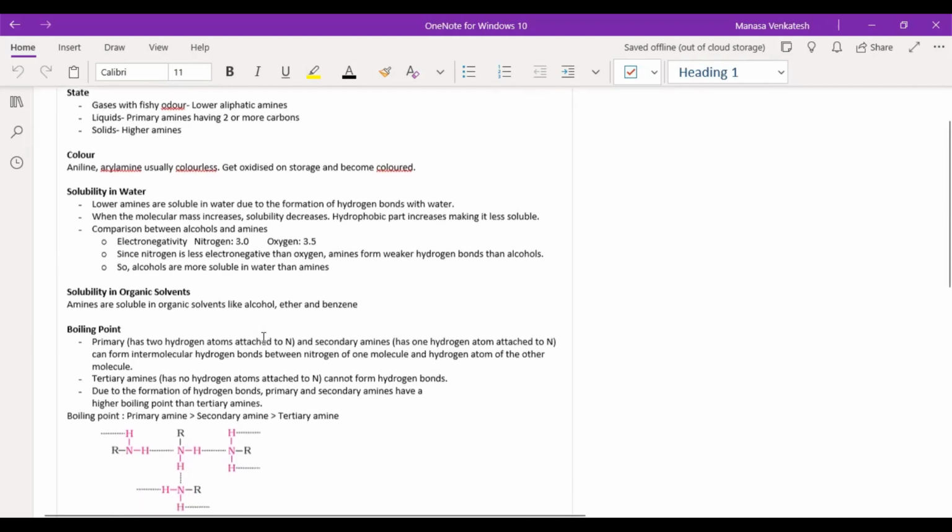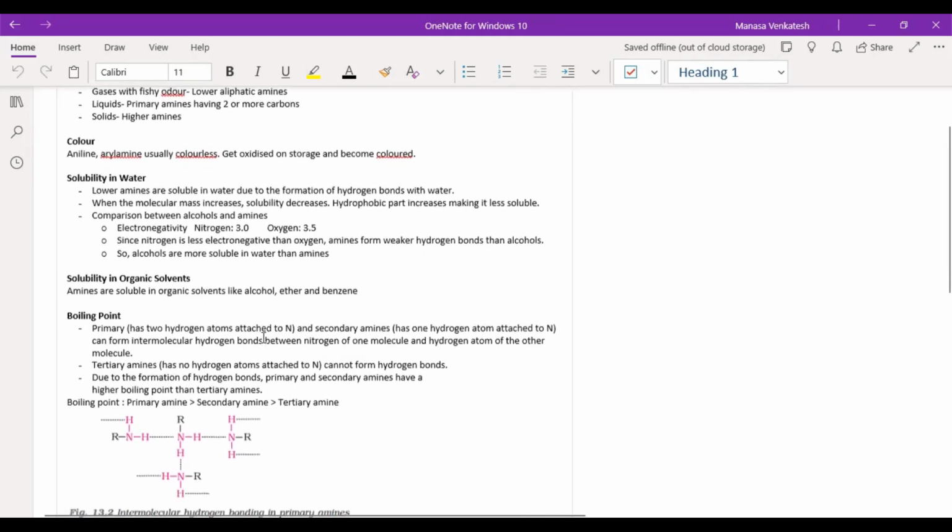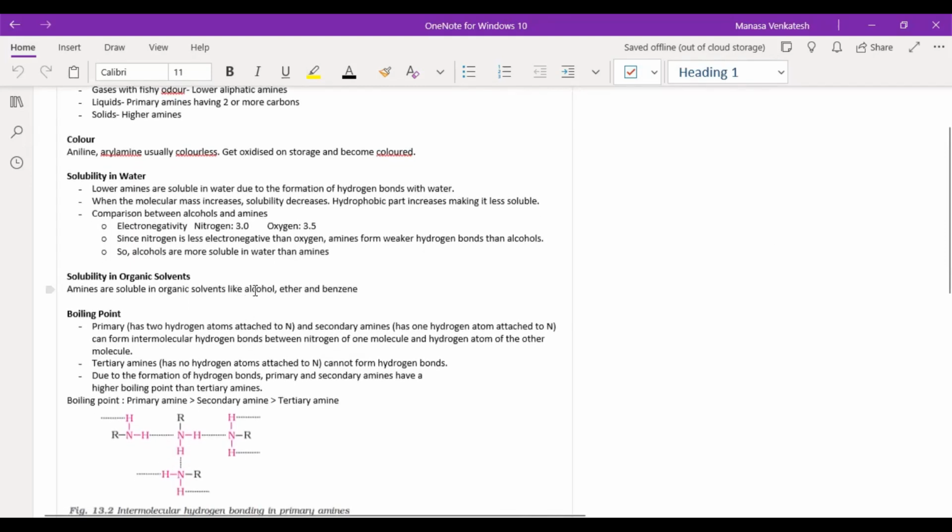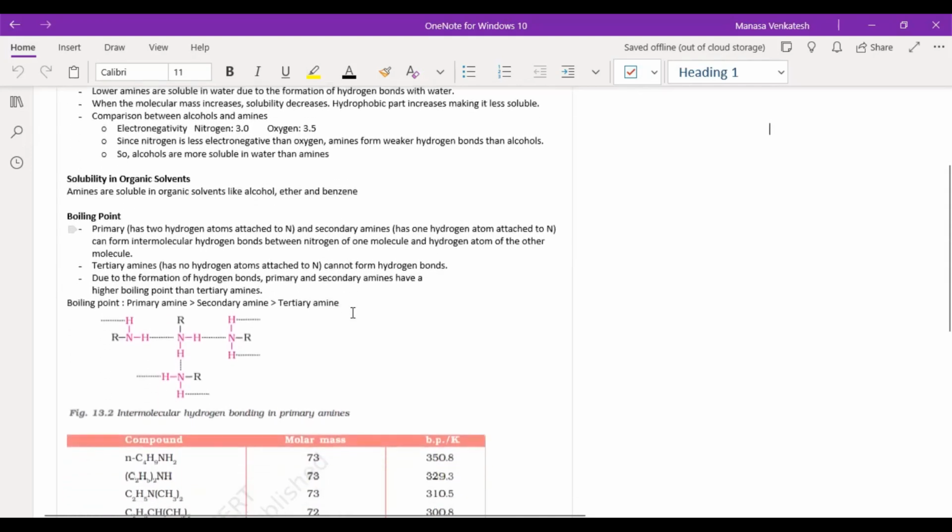Solubility in organic solvents is similar to what we studied about other compounds. Amines are soluble in organic solvents like alcohols, ethers, and benzene. Next, boiling point. Again, we will be talking about it with respect to hydrogen bonds. Primary amines have 2 hydrogen atoms, secondary amines have 1 hydrogen atom, and tertiary amines have no hydrogen atoms attached to the nitrogen.